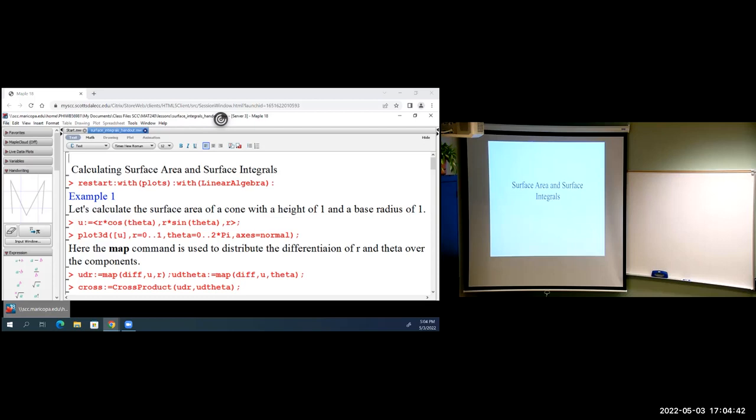Okay, let's get into surface integrals. So we're going to start off talking about surface area, but we've already done this. So I'm not going to spend a ton of time, but I am going to recap it. So basically surface area, if we have a surface in 3-space, we want to be able to find the area.